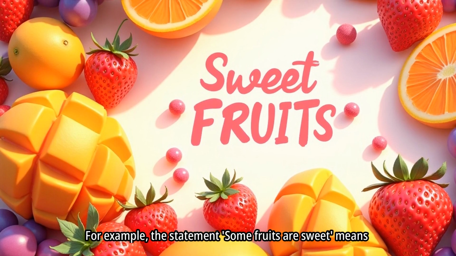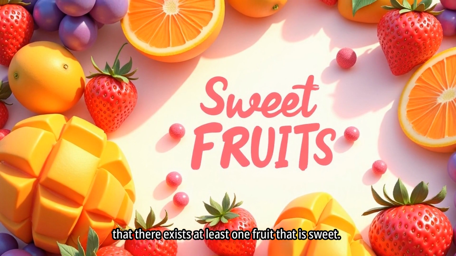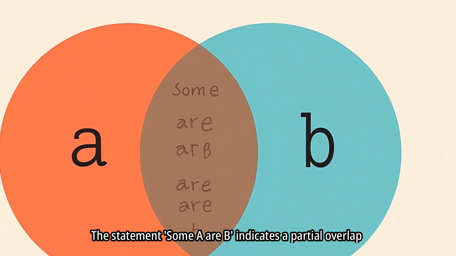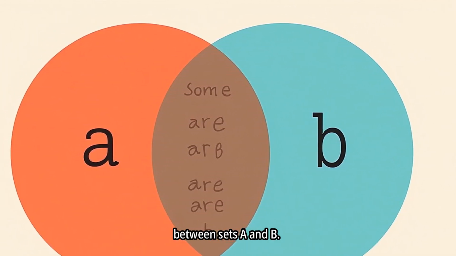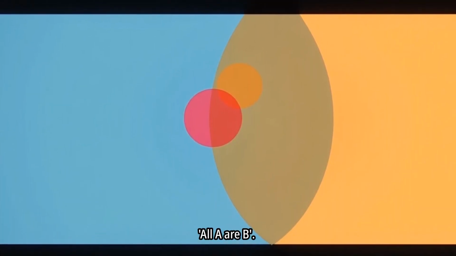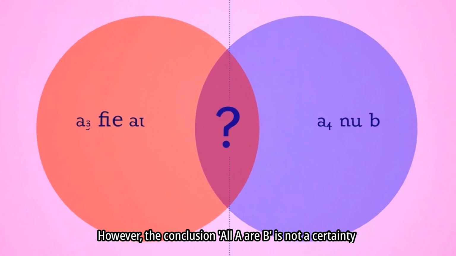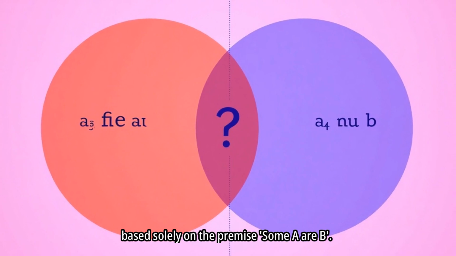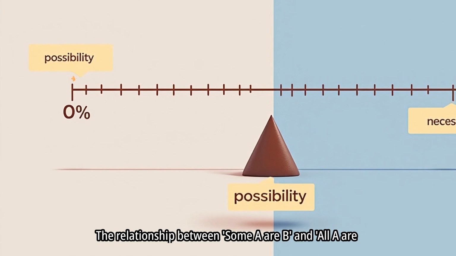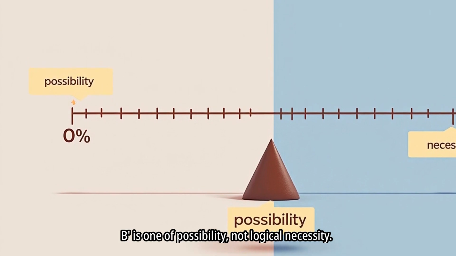For example, the statement, some fruits are sweet, means that there exists at least one fruit that is sweet. The statement some A are B indicates a partial overlap between sets A and B. From some A are B, one can infer the possibility that all A are B. However, the conclusion all A are B is not a certainty based solely on the premise some A are B. The relationship between some A are B and all A are B is one of possibility, not logical necessity.